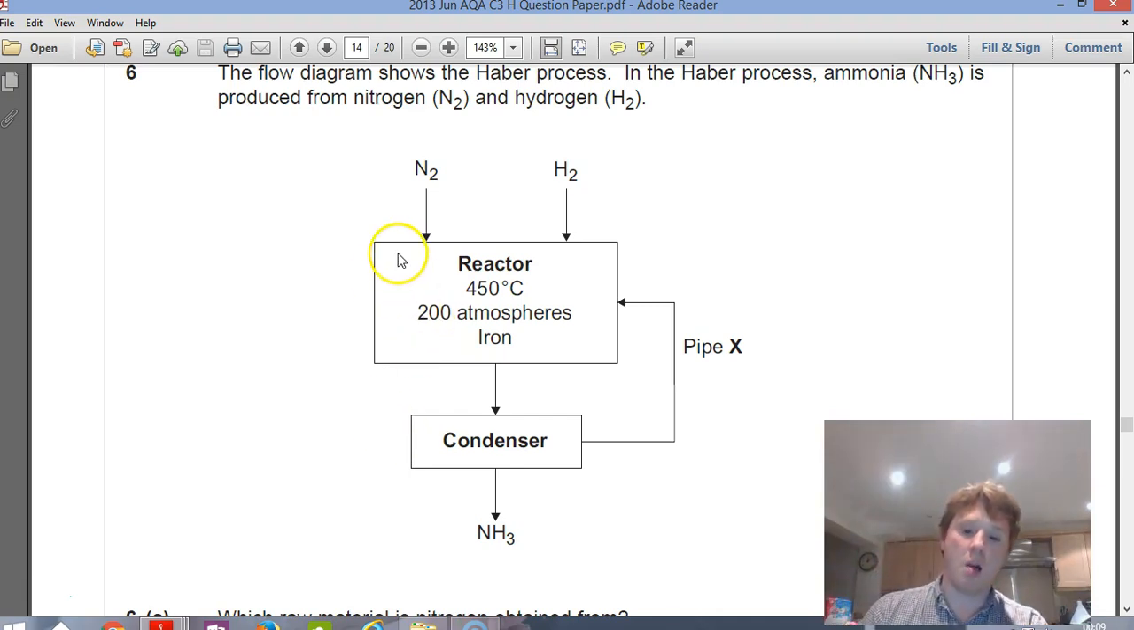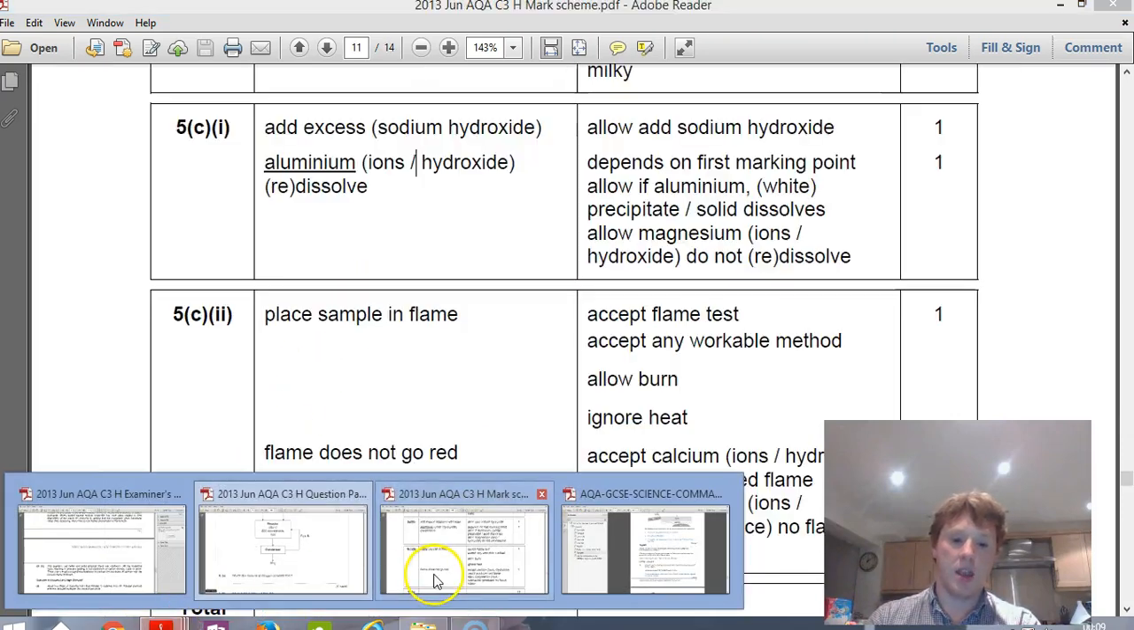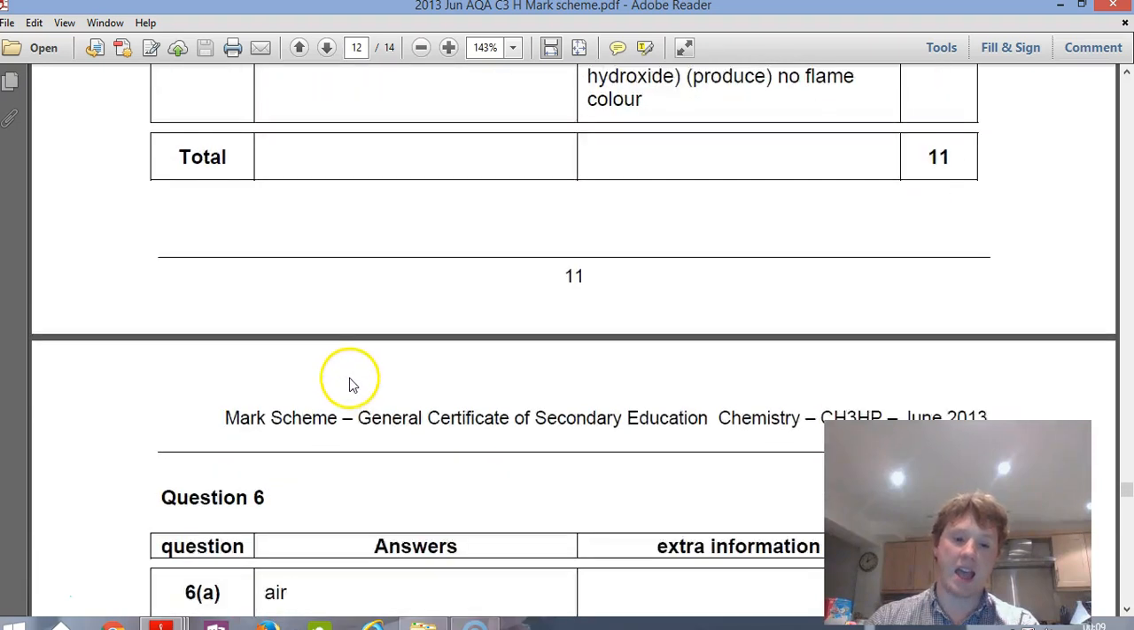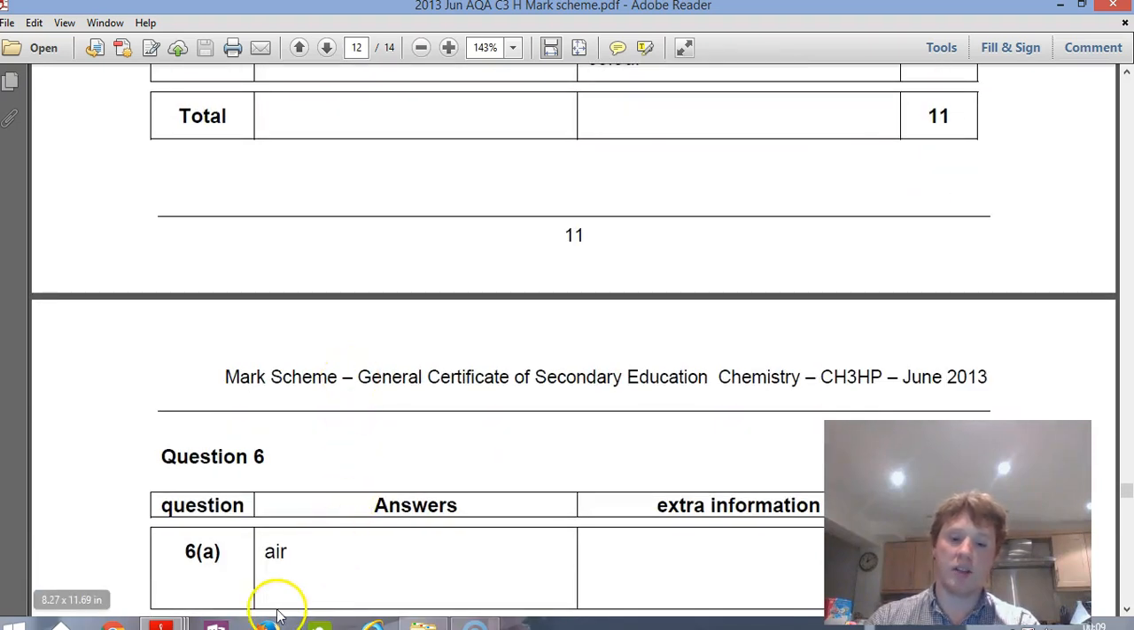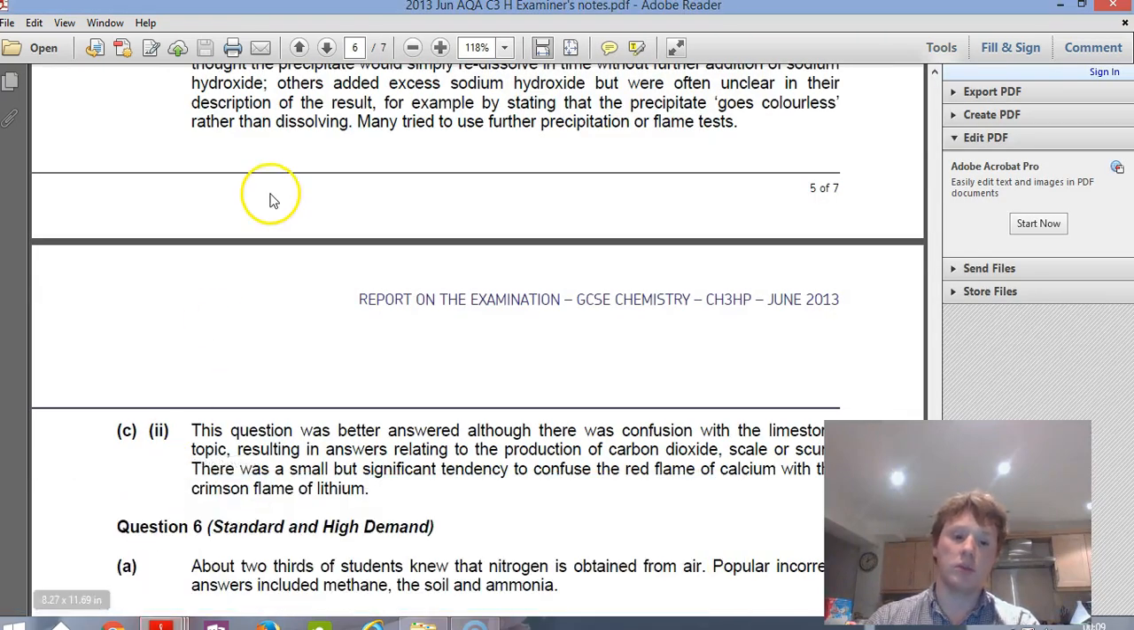So there's a picture of the Haber process. What raw material is nitrogen obtained from? Off you go. It is, of course, obtained from the air. As you go, when you revise C1, you're doing the composition of the air. You know that it's 79% nitrogen.